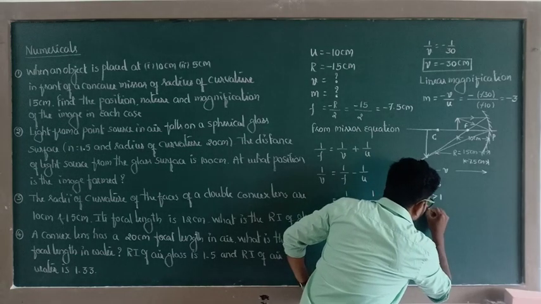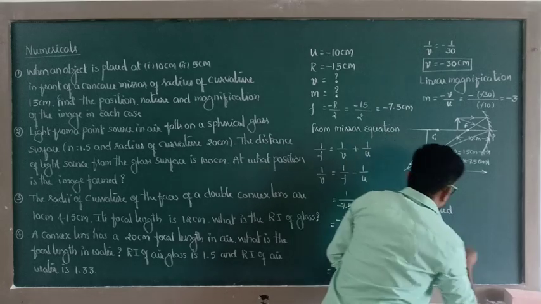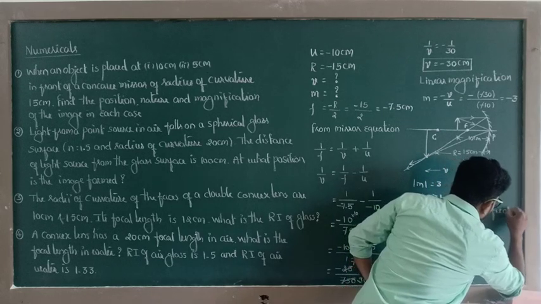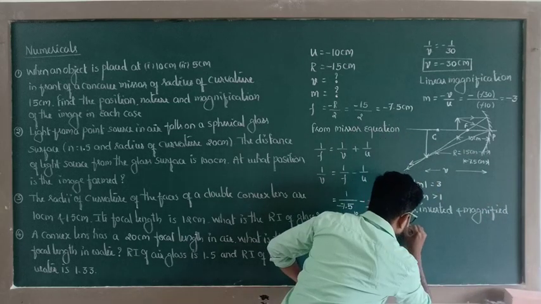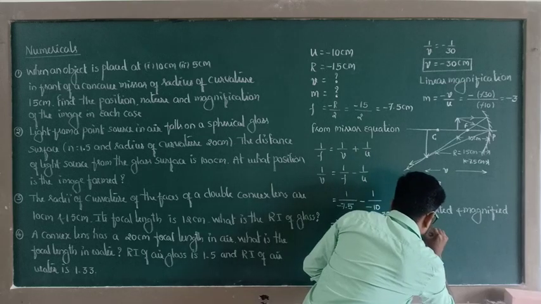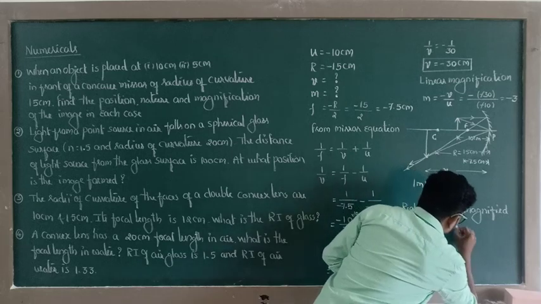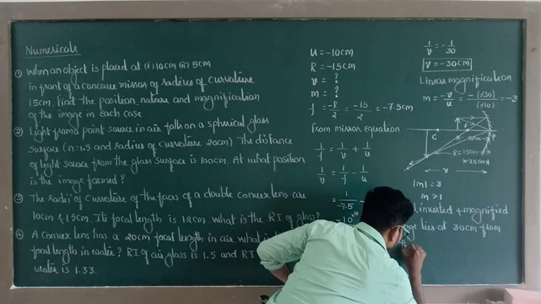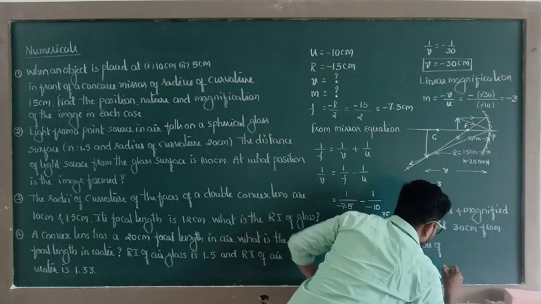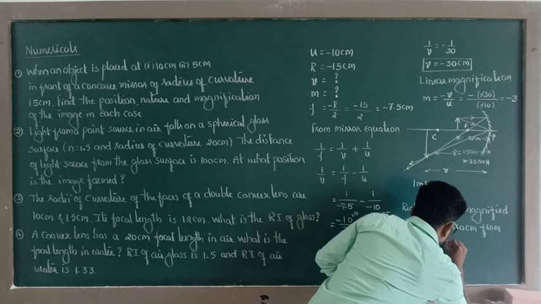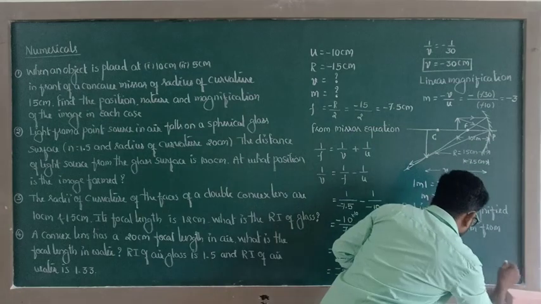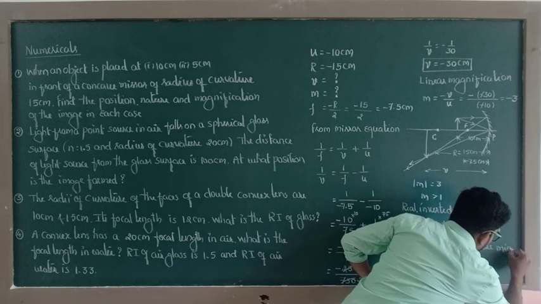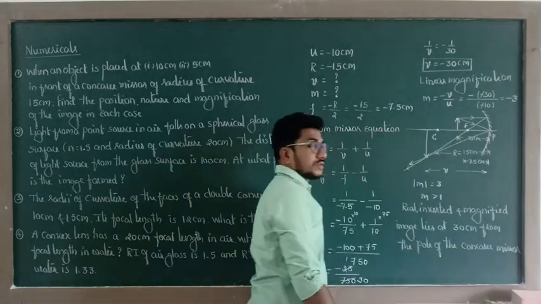Real, inverted and magnified image lies at 30 centimeter from the pole of the concave mirror. So, this is our conclusion.